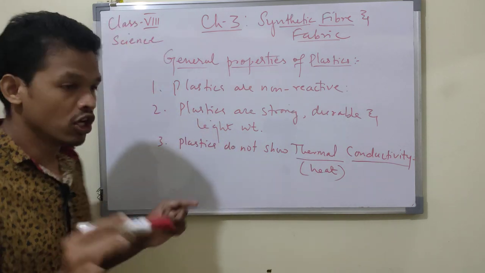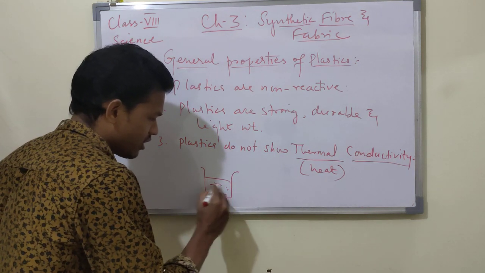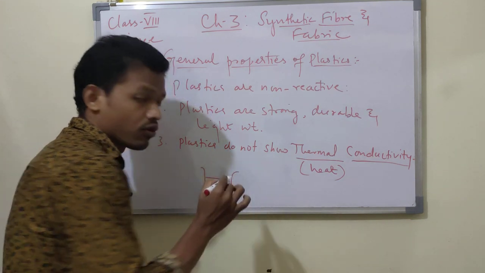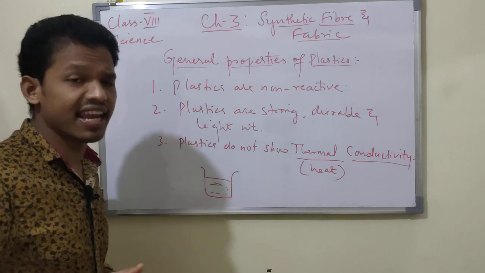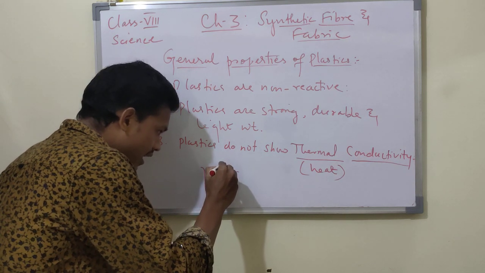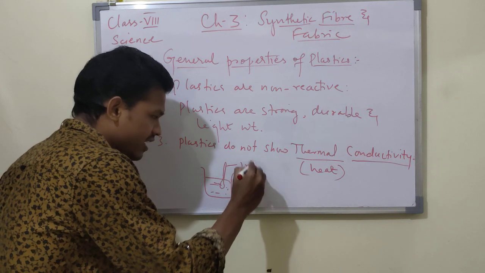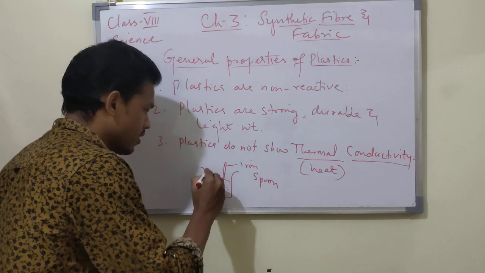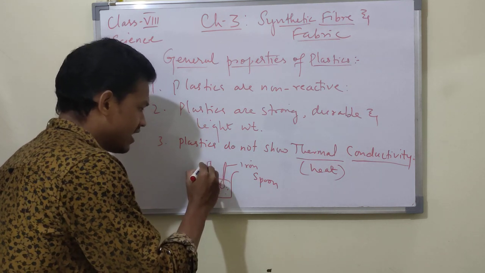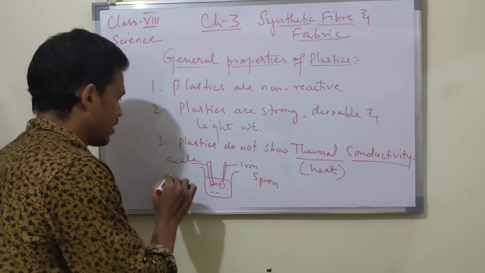For example, take a container and fill it with water. Take a plastic spoon and an iron spoon. Instead of a plastic spoon, you can take a plastic scale. You dip this spoon into the water. This is an iron spoon. Another, you take a scale made of plastic.